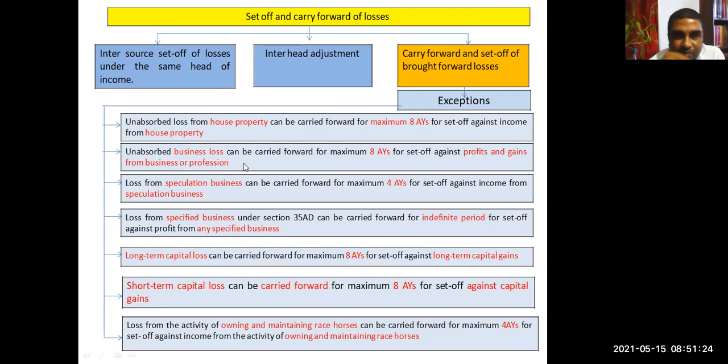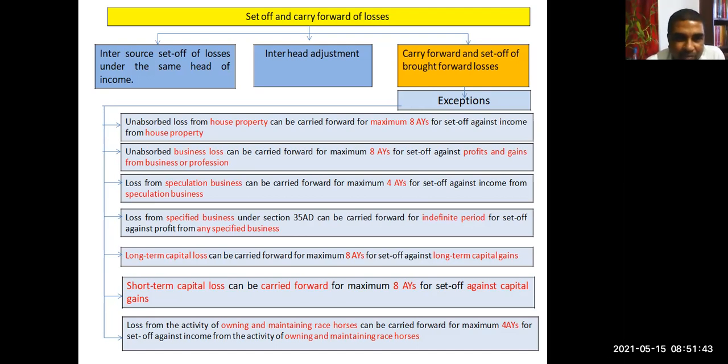Unabsorbed business loss can be carried forward for a maximum of 8 assessment years or set off against profits and gains from business or profession. Similar kind of provision. If there is a business loss, that also can be carried for 8 assessment years and can be set off against PGBP. Now, point number 3 is slightly different.